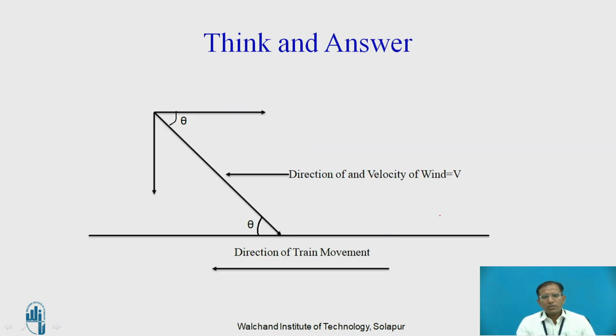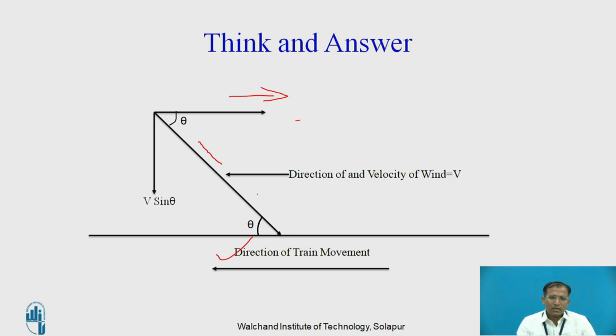Now pause here and think for a moment. You can see the wind speed is coming at a certain angle, theta. Can you calculate these components? One opposing the movement, because the train is going in this direction. What is the component opposing the movement, and what is the perpendicular component of this wind velocity? I hope you are able to write the answer.